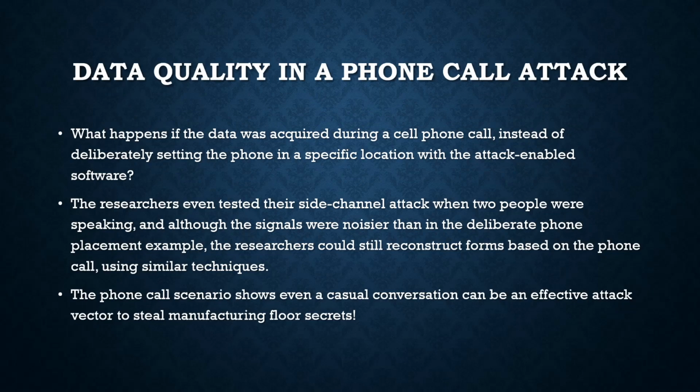So let's talk a little bit about the data quality in a phone call attack. Basically, what happens if the data was acquired during a cell phone call instead of deliberately setting the phone in a specific location, like what we showed earlier, where there was a very specific location at 135 degrees at a specific quadrant between the 3D printer and the CNC mill. So they ended up even testing their side channel attack when two people were speaking, and all of the signals were a little bit noisier than in the deliberate phone placement example. The researchers could still reconstruct forms based on the phone call using similar techniques.